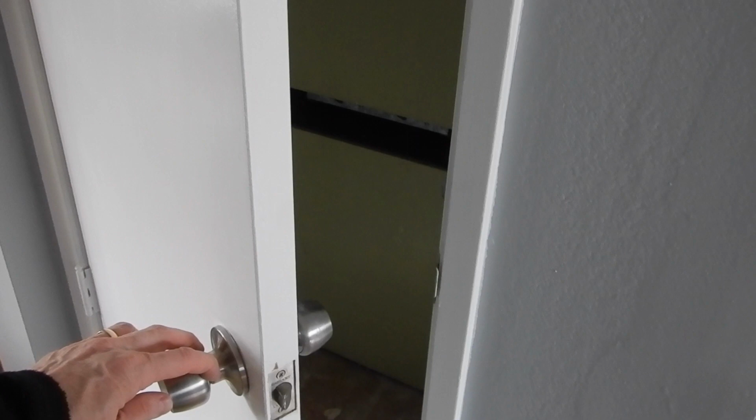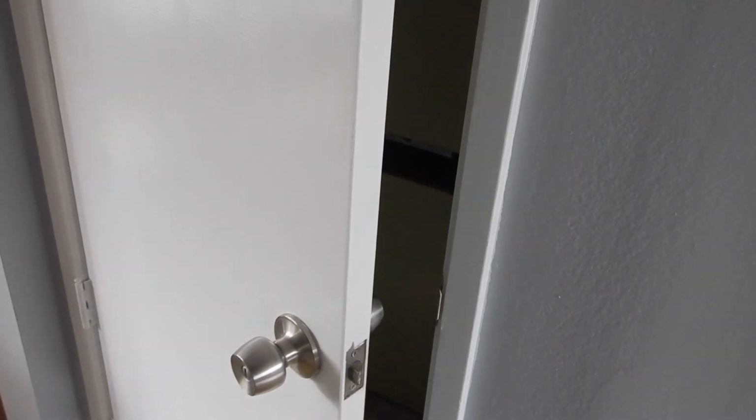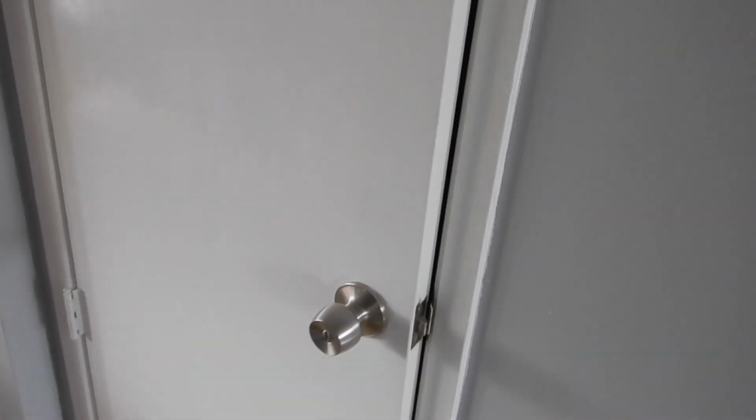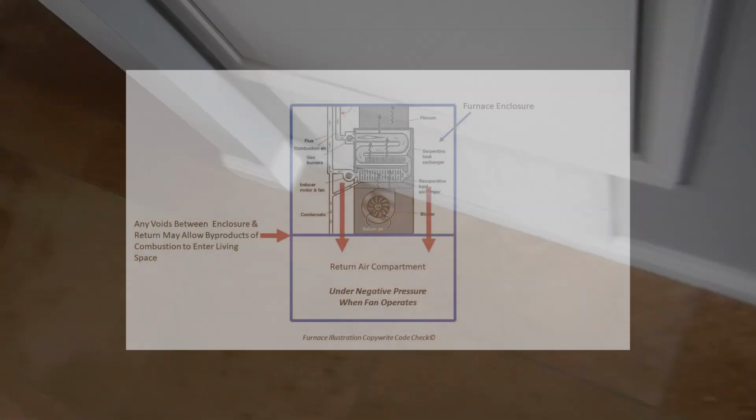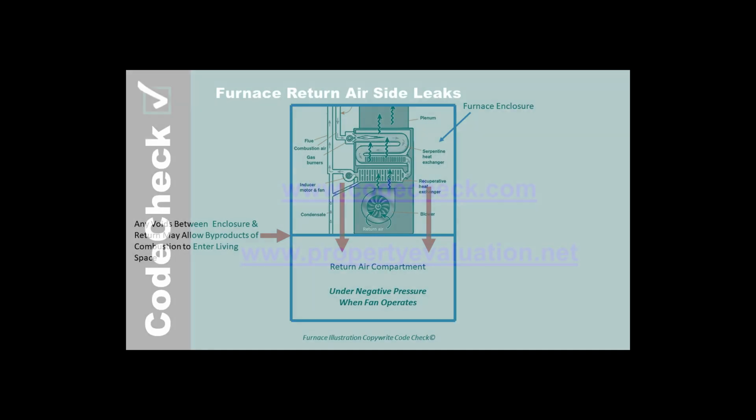As we see from this video, that's actually a furnace in a hall closet. The return air side leak was so egregious that it actually would suck the door shut. I didn't touch it. It was just the door being drawn shut by the furnace fan. When that happens, then combustion byproducts in that negative air pressure zone around the furnace are then drawn into the return air side, resulting in potentially very concerning safety issues.